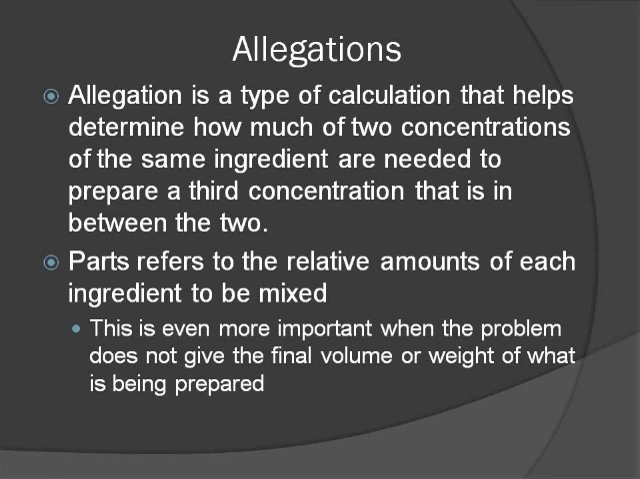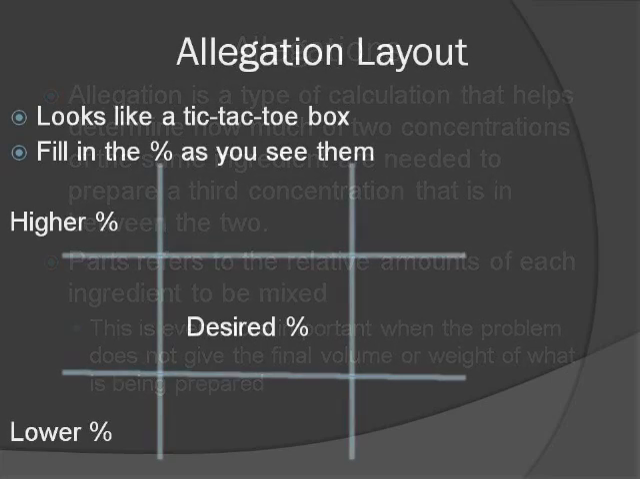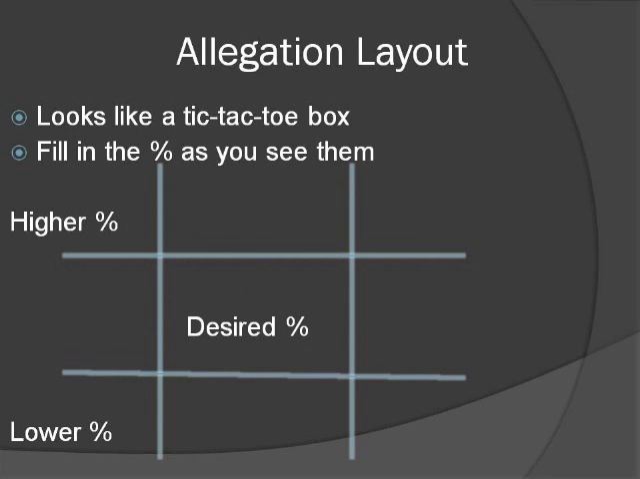Remember too that parts are like a ratio, so it's a 1-to-2 ratio or some other example like that. But if you're given the amount of one ingredient, then you can calculate what the other ingredient would be if you're not given the final volume. But in most cases, you know what the final volume would be. So let's move into how we set these problems up.